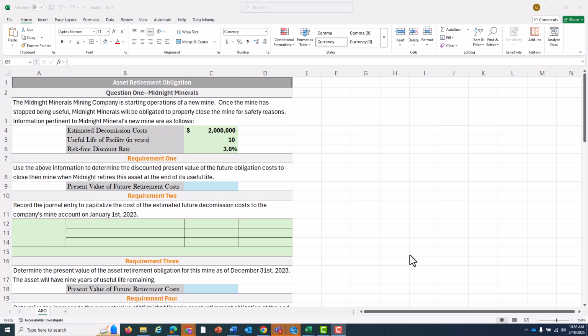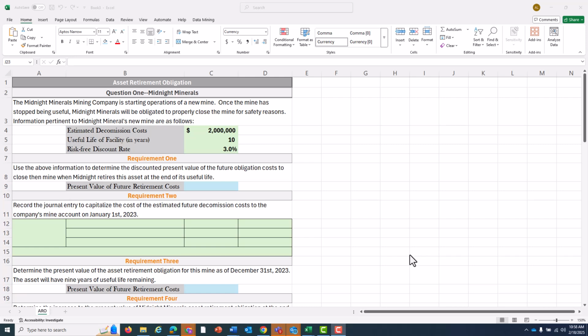In this example problem, we are going to create a liability for a future asset retirement obligation. So there are assets that you can acquire where you're going to use them for a point in time, but at some point when the useful life of those assets ends, you're going to have to pay some additional costs to properly decommission, get rid of, etc.